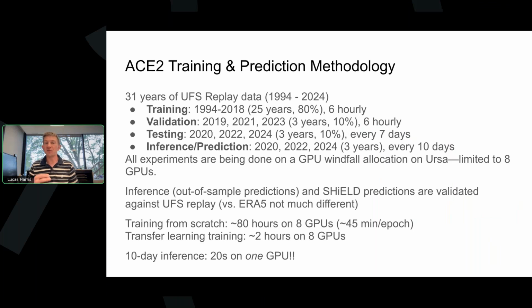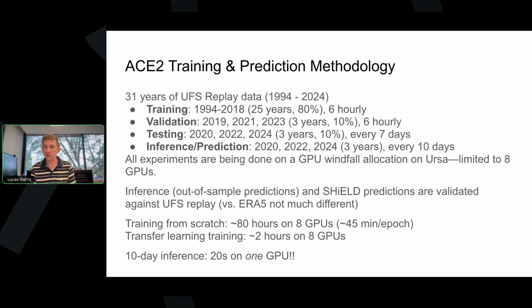The training turns out to actually be fairly expensive. You need 80 hours on 8 GPUs to complete the training from scratch. If you're doing the transfer learning, it just takes 2 hours. The inference, and this is where the real value of the AI models comes in, is 20 seconds on 1 GPU, which is far faster than the dynamical SHIELD model.